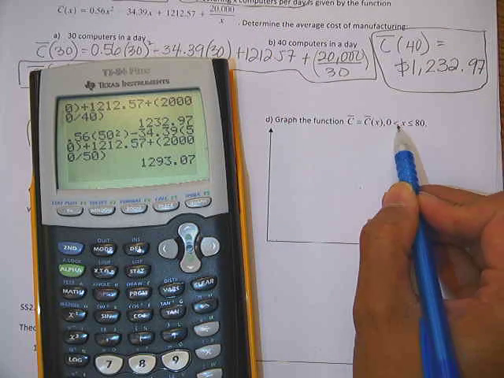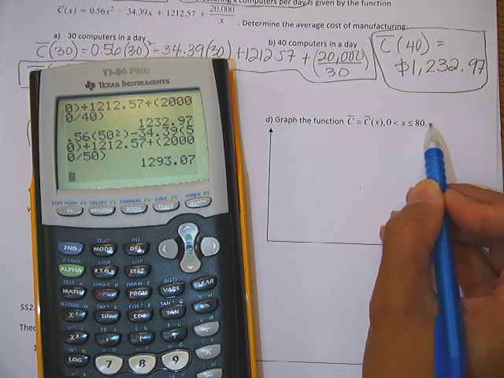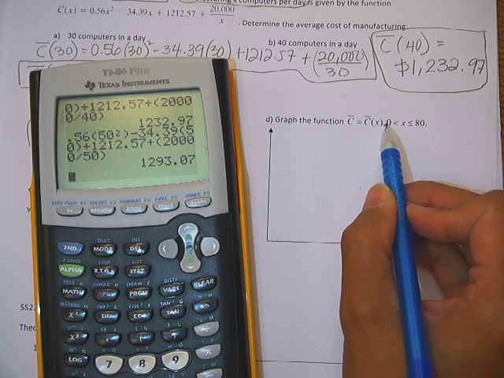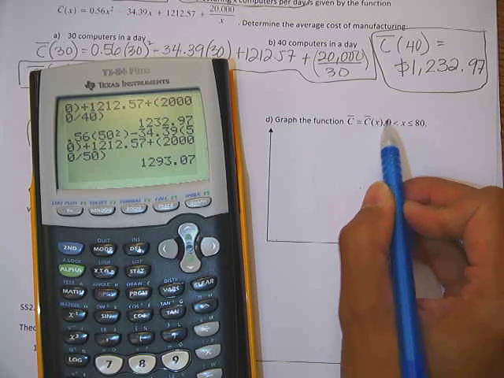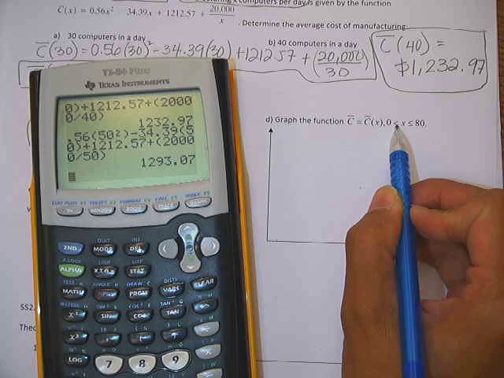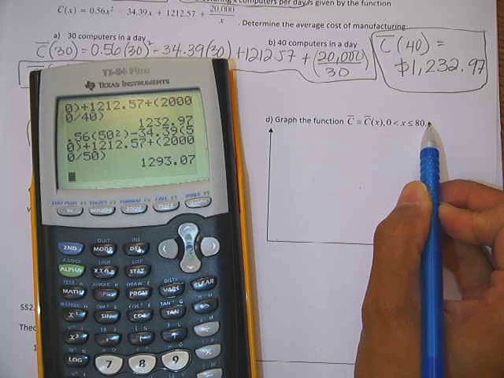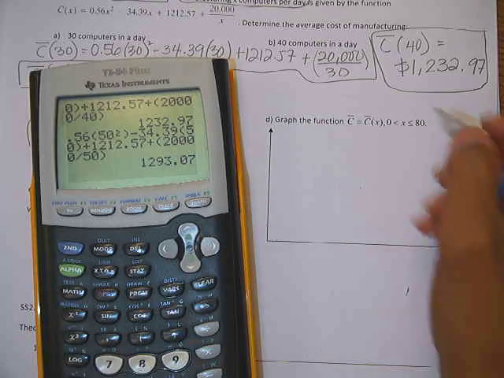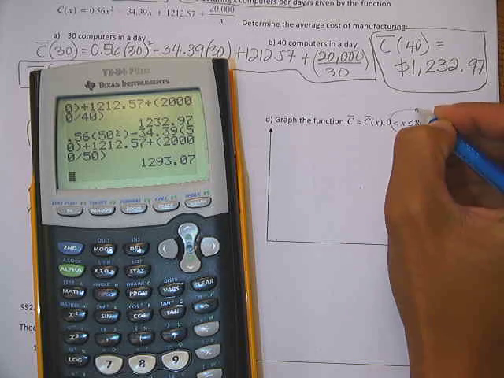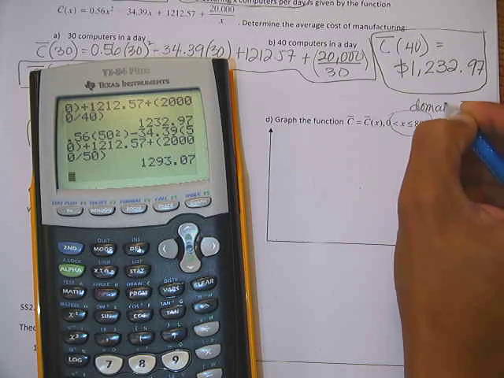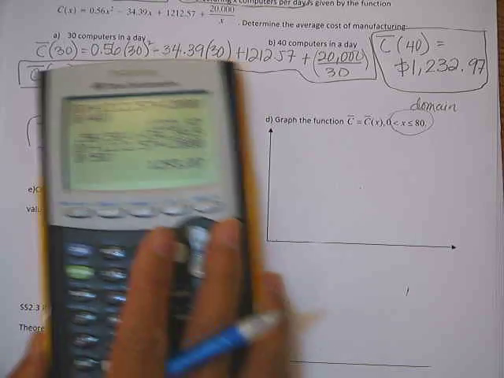And x is between 0 and 80 computers. That means I want to produce more than 0 computers, at least 1 computer, and I want to produce 80 or less. Okay. So this right here, class, is your domain. And let me tell you where you're going to put your domain.